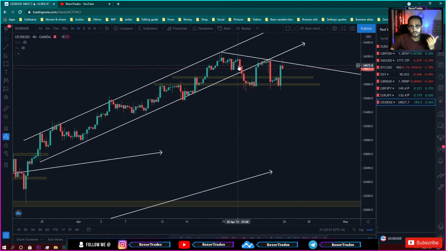So that's what US30 actually did. It retested this zone over here multiple times. It had a hard time breaking this zone. So what we are expecting is that US30 might break out on the upside, or it might break out on the downside. Now, you know how we trade, right?